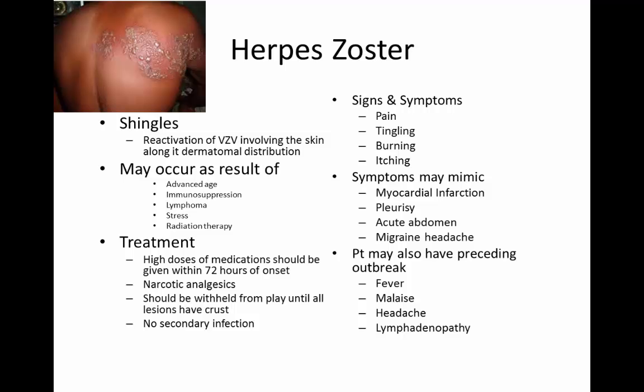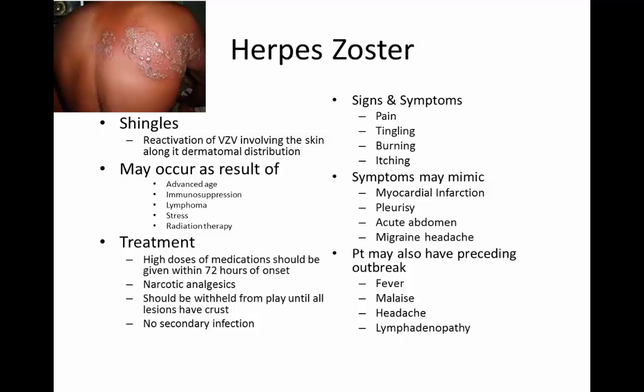Herpes zoster is also known as shingles. Shingles is a reaction of the herpes zoster virus involving the skin along the dermatological distribution. Shingles may occur as a result of advanced age, immunosuppression, lymphoma, stress, and radiation therapy. Treatment includes high doses of medication that should be given within 72 hours of onset, and narcotic analgesics. Patients should be withheld from play, physical activity, and physical contact with others until all lesions have crusted so that they do not receive a secondary infection.